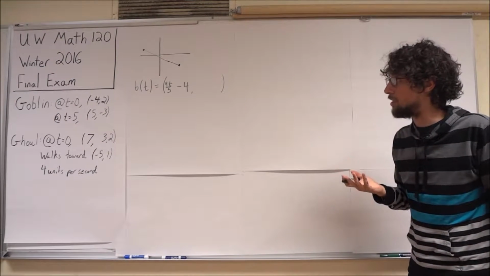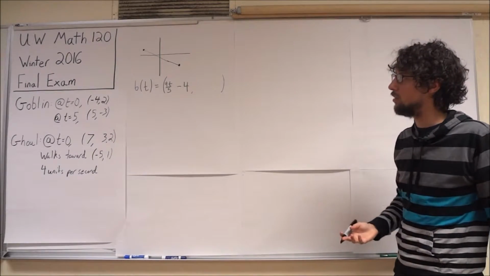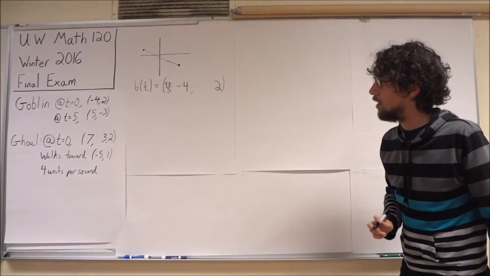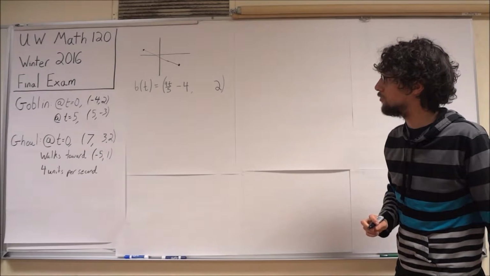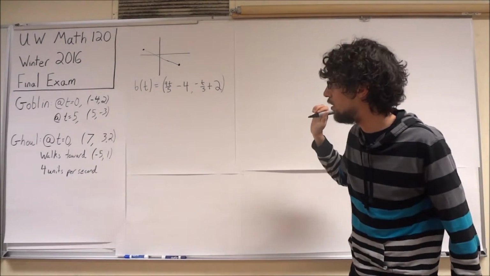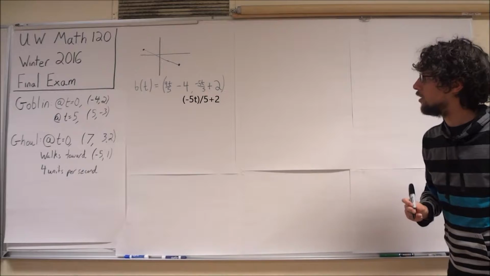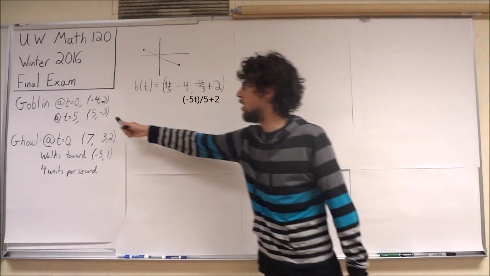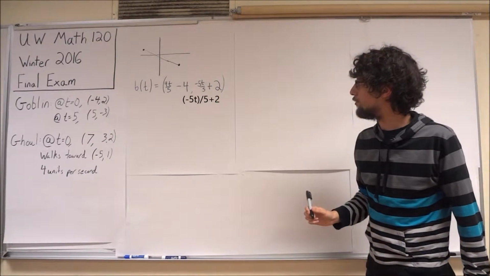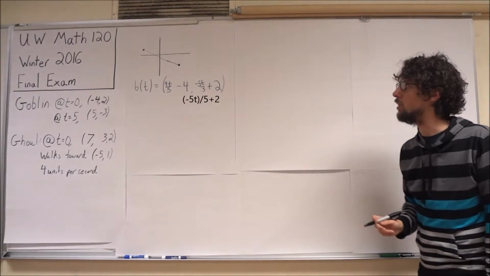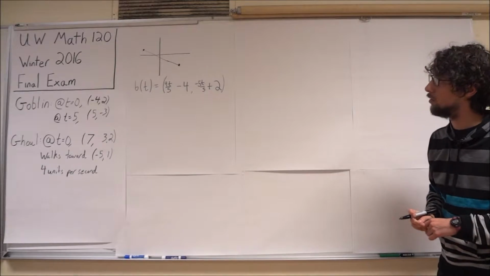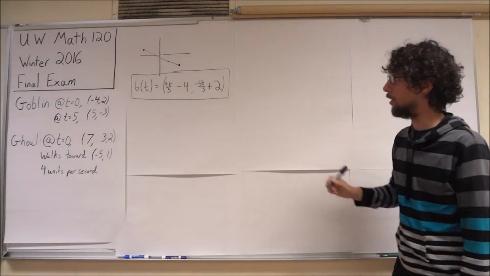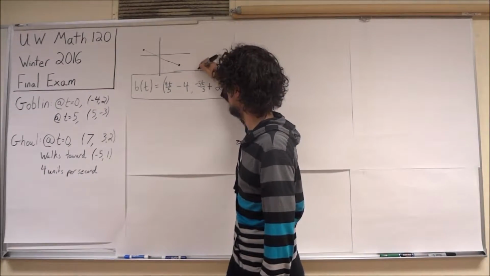I'll do something similar for the y-coordinate. When t equals 0, this will be the y-coordinate, and when t equals 5, does this work? When t equals 0, the y-coordinate is 2, which I like. And when t equals 5, the y-coordinate is -3, which I also like. Great. So here's our solution for part A. This is the goblin's position.